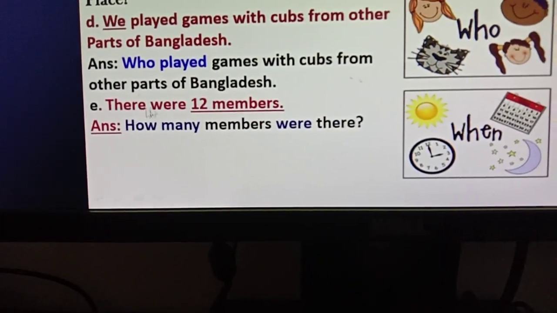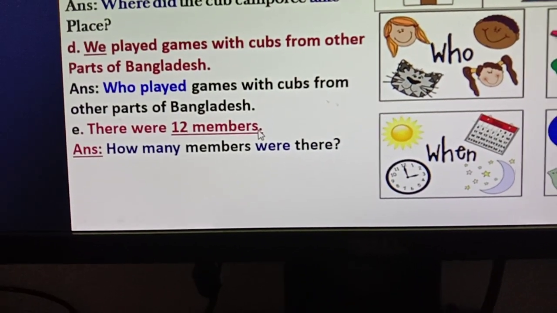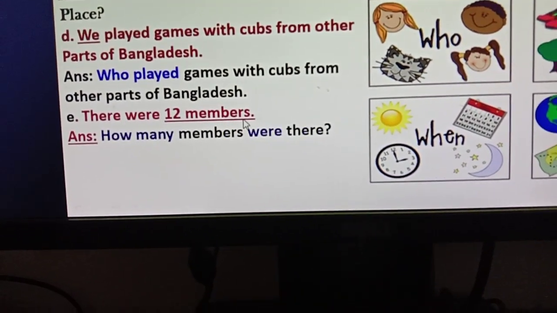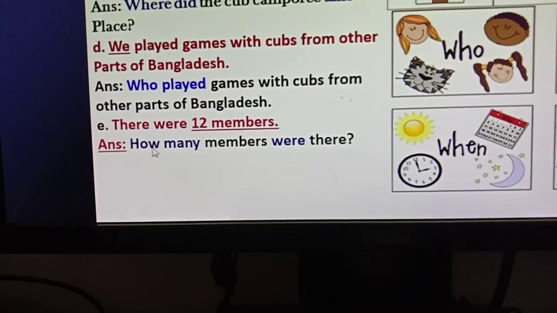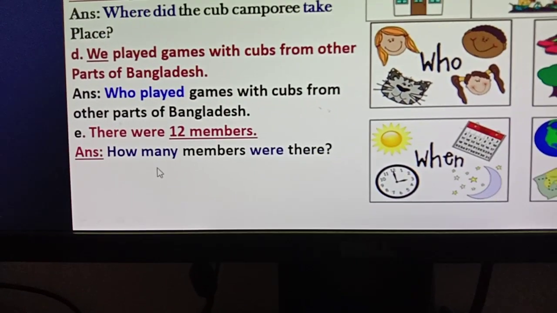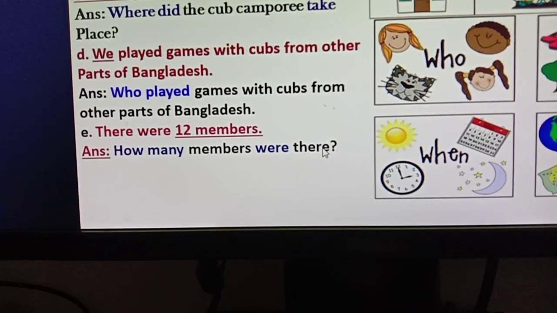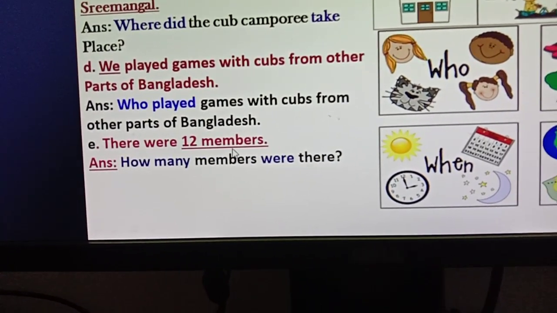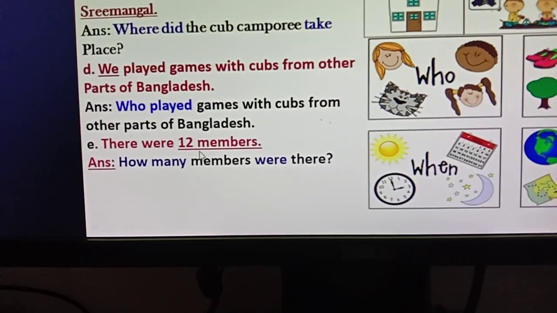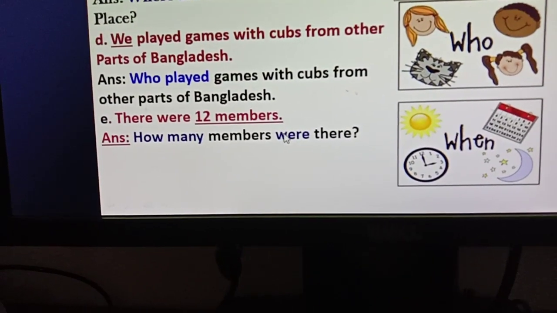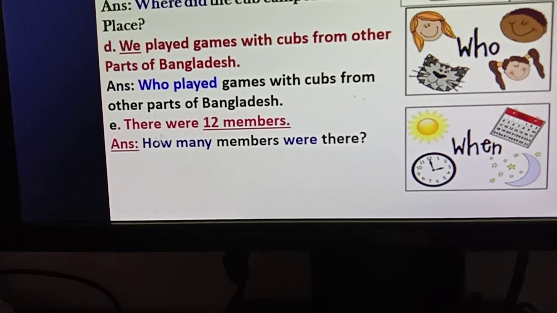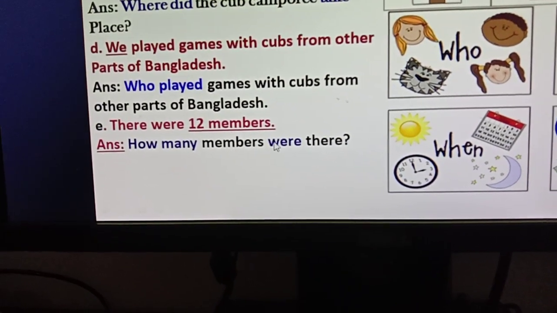Then number E, there were 12 members. Boys, this is the indication of numbers. We know when we are going to use the numbers, we have to use how many. Okay, so how many members are there? So there were 12 members. This indicates the past tense, that's why you need not change this verb here. So you are going to use here how many members are there.